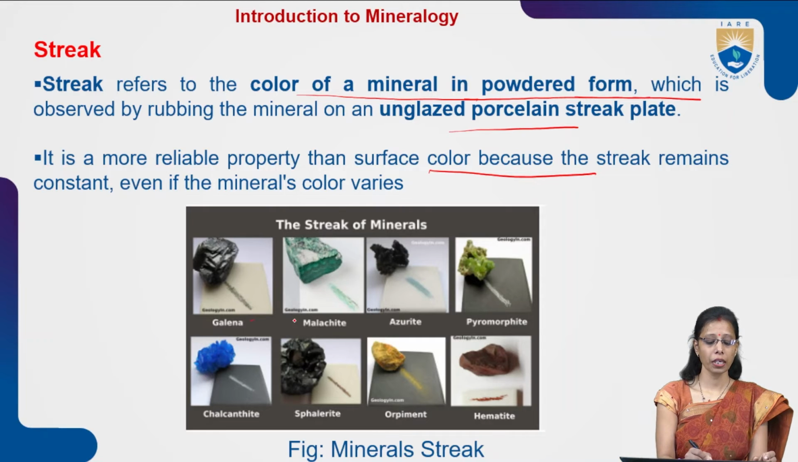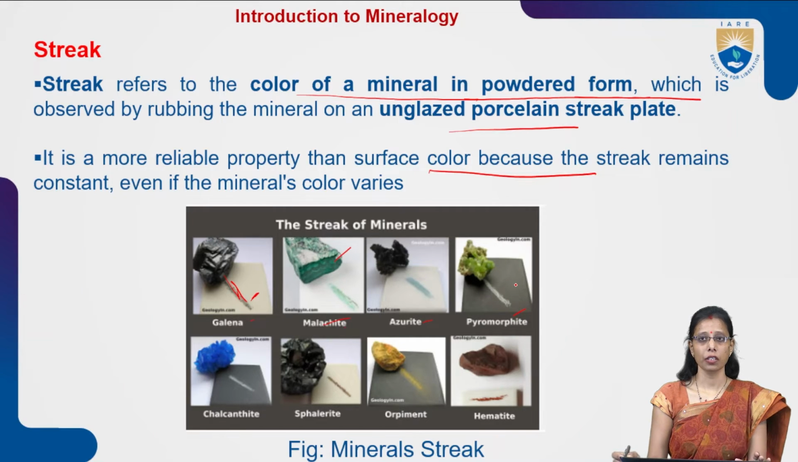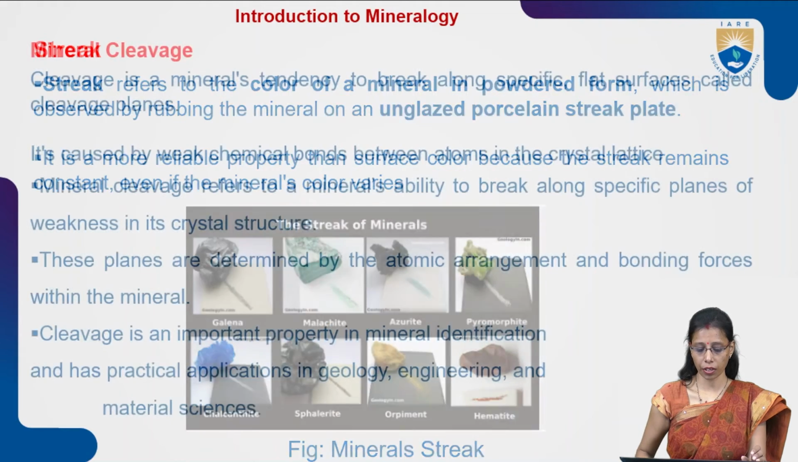Now here you have different kinds of minerals which have different streaks. If you see galena, it looks black in color, so when you streak it on the streak plate, it has a black streak. Same thing if you talk about malachite, it is green in color. Azurite looks black but its streak is blue in color. Then you have a mineral that has a green look but a white streak. So how the mineral looks in powder form, we call that the mineral streak.